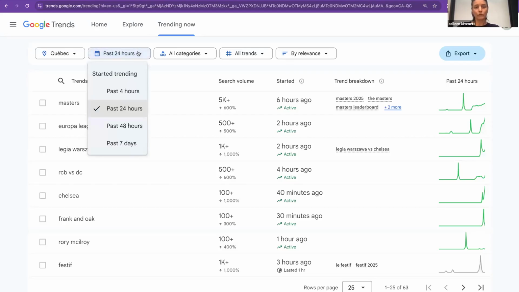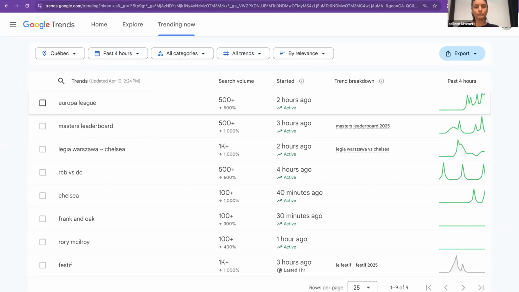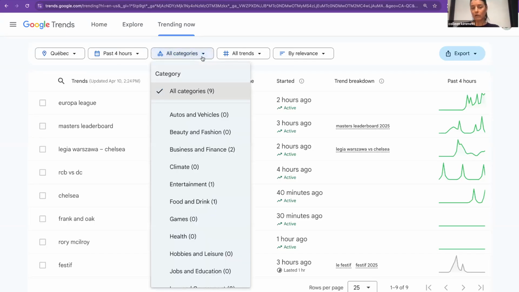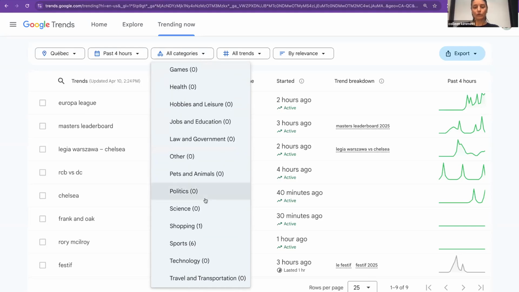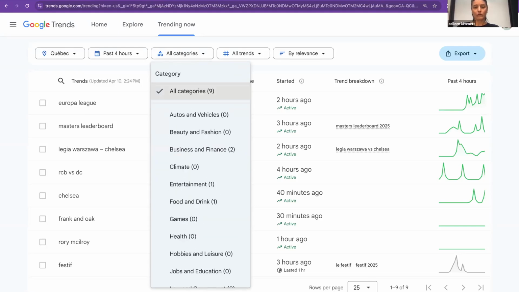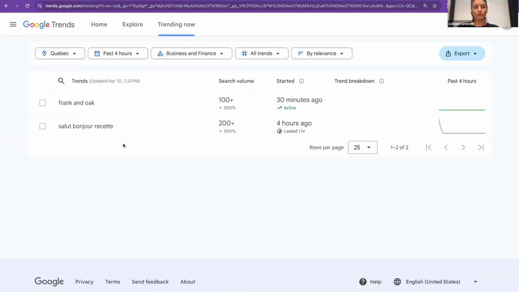I can filter to the past 7 days down to the past 4 hours. All categories. So this is one way to cut through the typical sports, entertainment, celebrity news. For example, let's go back to Canada. Well, business and finance, for example.